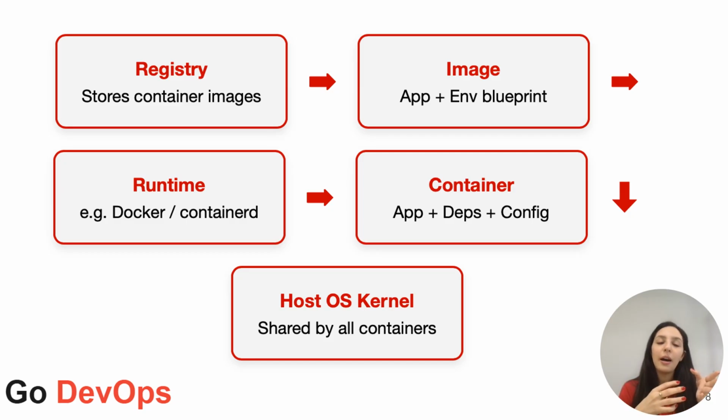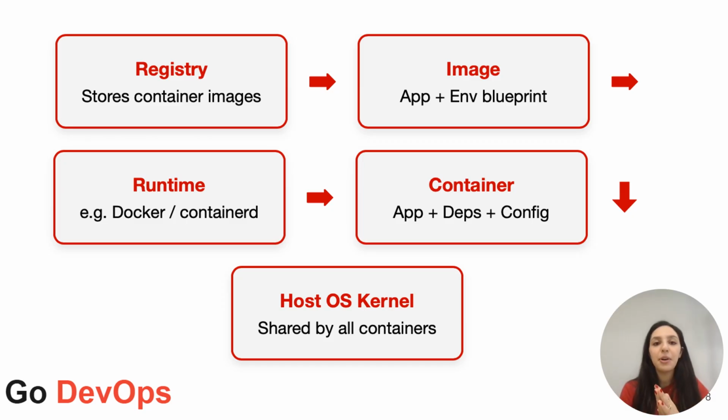So think of it like a recipe. And once it's built, we can use it to create a running container, like cooking a dish from a recipe. Now to run that container, you need something called a container runtime, like Docker. And the runtime is responsible for starting, stopping, and isolating the container on your machine.